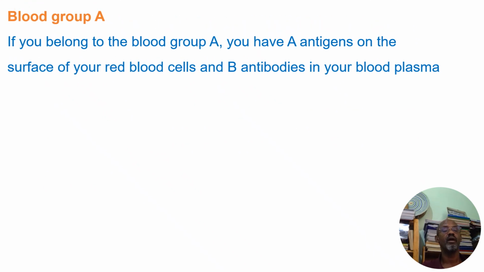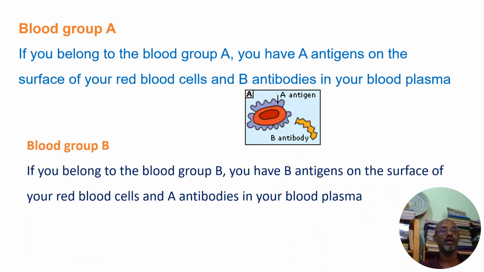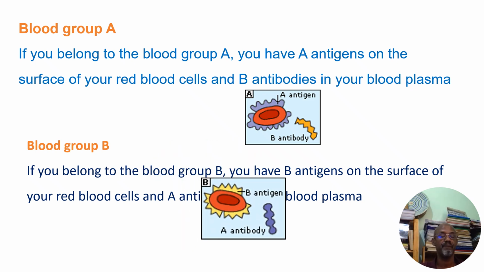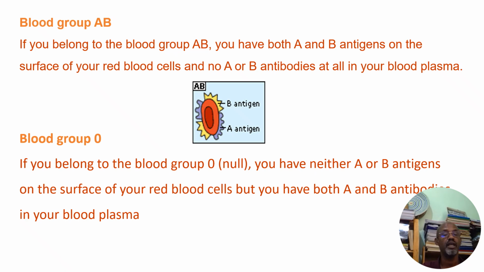Therefore, if you belong to blood group A, you have A antigen on the surface of your red blood cells and anti-B antibodies in your plasma. If you belong to blood group B, you have B antigen on the surface of red blood cells and anti-A antibodies in your plasma. If you belong to blood group AB, you have both antigens, antigen B and antigen A, but blood group AB has no antibodies in the plasma, that's why it can receive any type of blood from any donor.